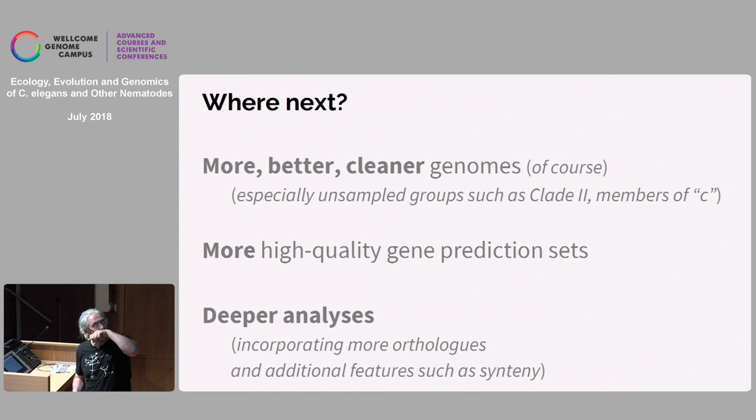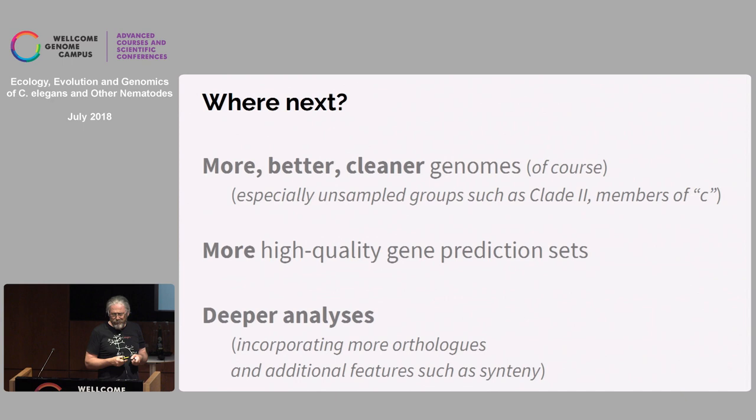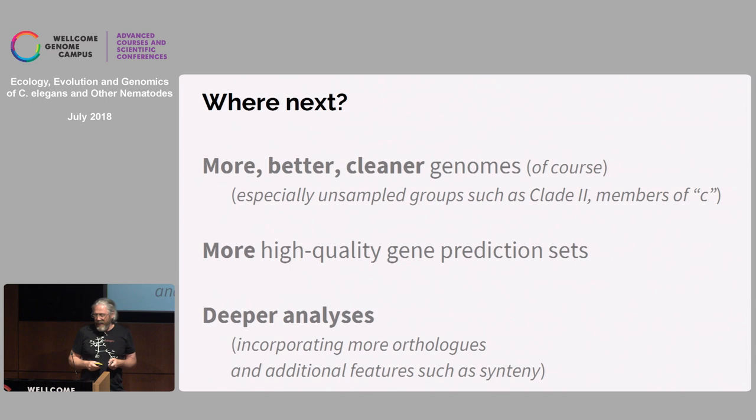So again, what's next? More genomes, better genomes, and cleaner genomes. But I think especially unsampled groups such as clade 2, which doesn't appear on these trees, and members of clade C. We need better gene prediction sets, and I think we probably need to get together and decide who's going to do this and re-predict the gene sets on all these genomes in exactly the same way. Otherwise, we may just be analyzing the differences between people's technology. And we need deeper analyses. So we want to include more orthologs in the phylogeny and also try and add additional features such as synteny and operon position.